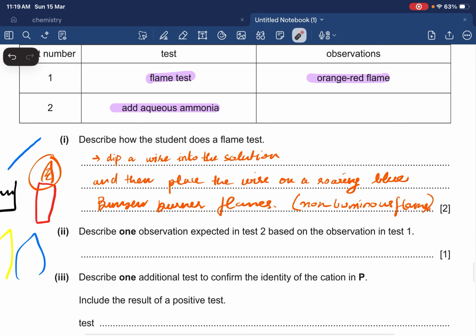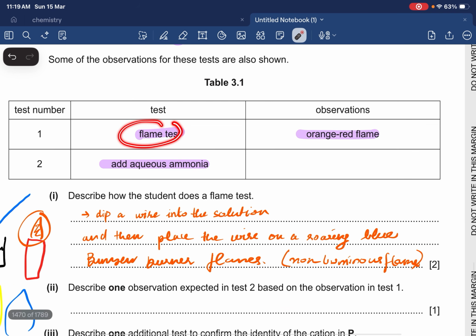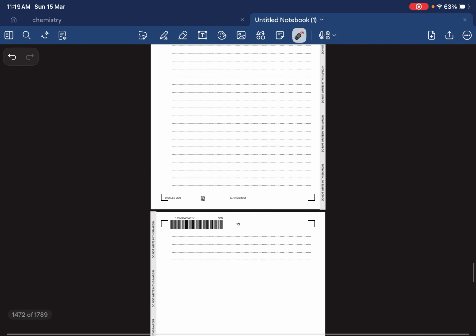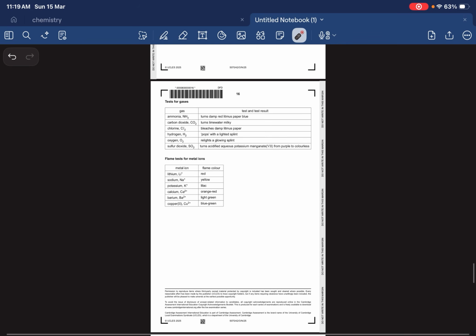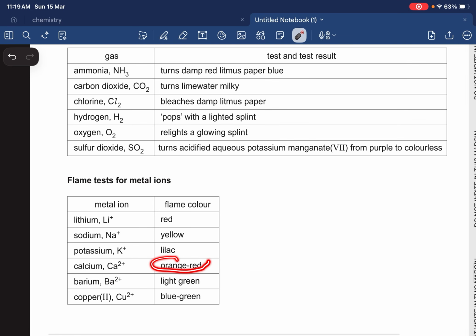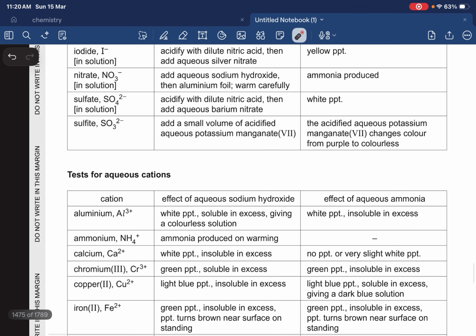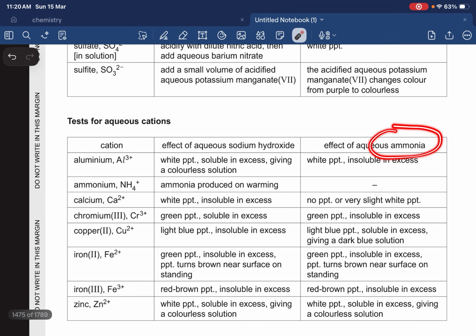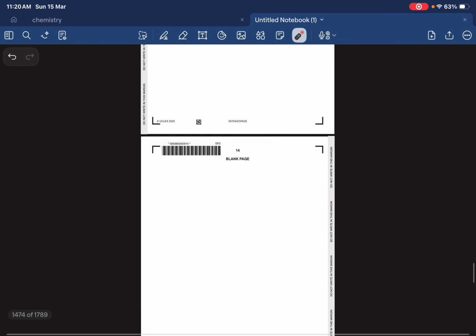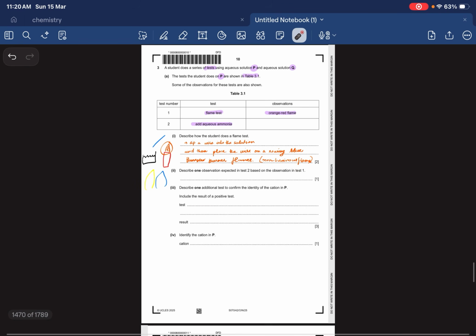Describe one observation expected in test 2 based on observation in test 1. Test 1, we know that we're getting an orange red flame. So you're going to go to the table below and we're going to see that we get orange red color for calcium. So if we know that there's calcium present in it, we're going to go to the sheet and see that if we add ammonia to our calcium, we're going to get no precipitates. Okay, so in the table, we're going to write no precipitates.